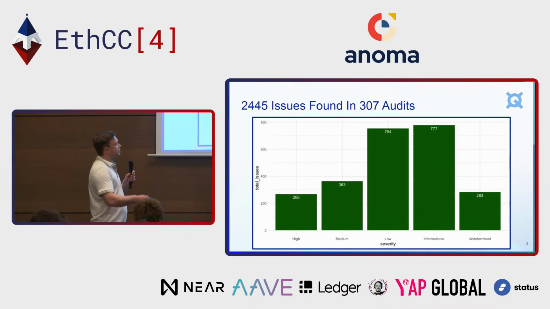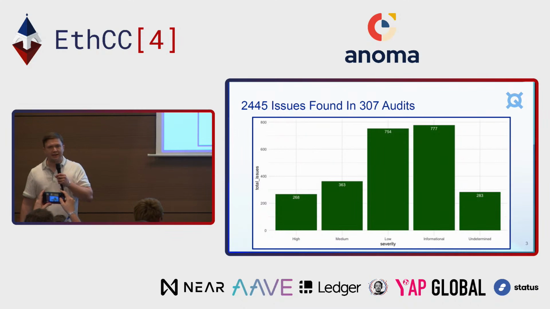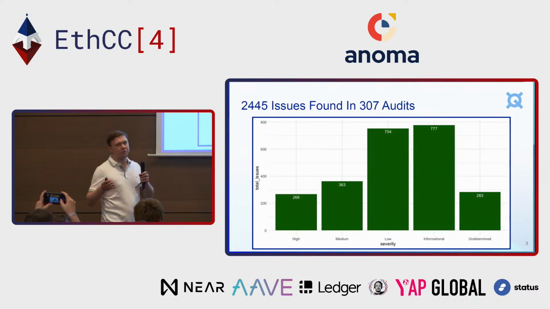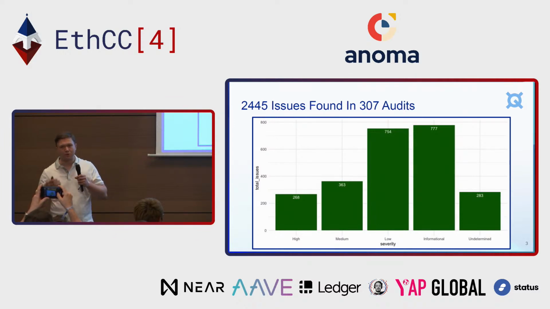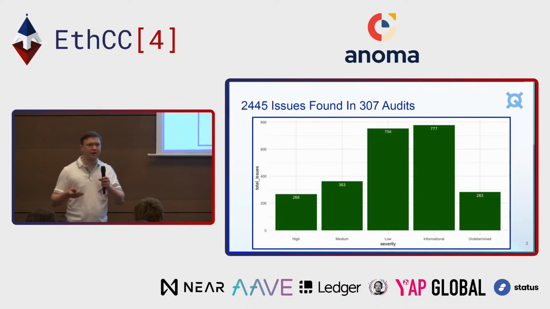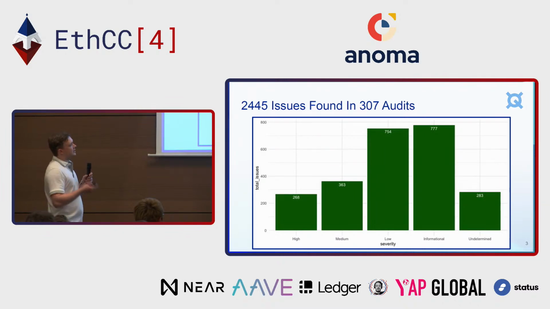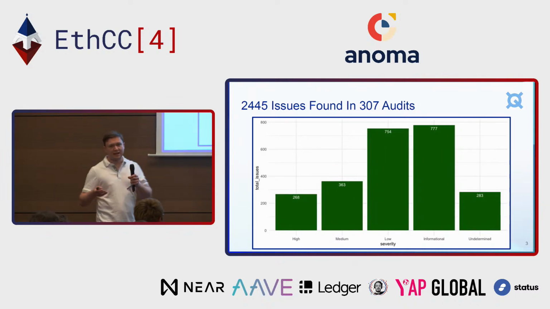Interestingly, the undetermined issues are some things that we weren't able to judge how severe it is due to lack of documentation, for instance, right? We didn't know how bad it could be. So we marked it as undetermined, and we were expecting the teams to tell us it's high, it's medium, it's low. Sometimes that happened, but for these 283, it didn't happen.